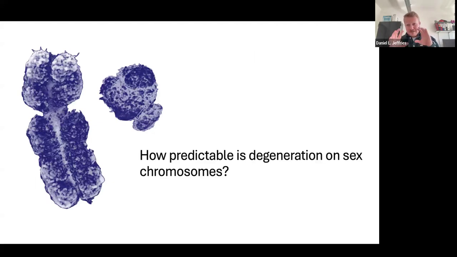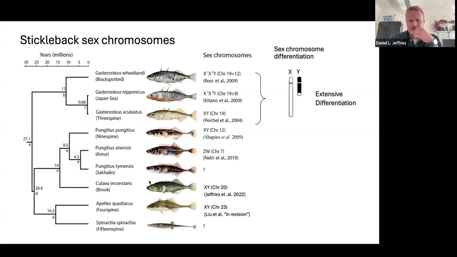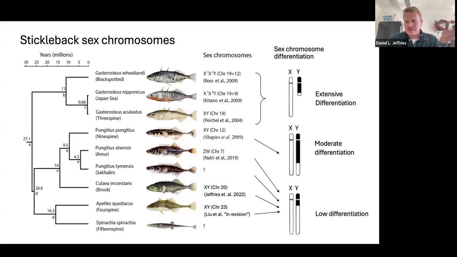And so all of this really feeds into this question that I'm really interested in, which is how predictable is degeneration on sex chromosomes across species? I'm currently working to try to answer this question in a system of sticklebacks. So this is the Gasterosteidae, which is a great place to study sex chromosomes. They have lots of sex chromosome turnover, as you can see here. They have a range of different levels of degeneration or differentiation of their sex chromosomes.